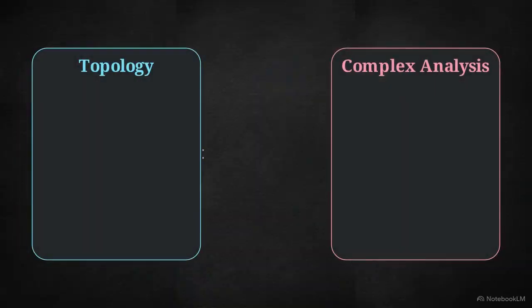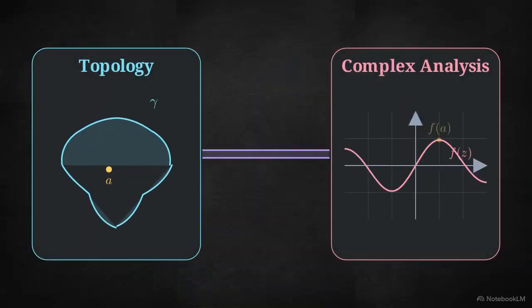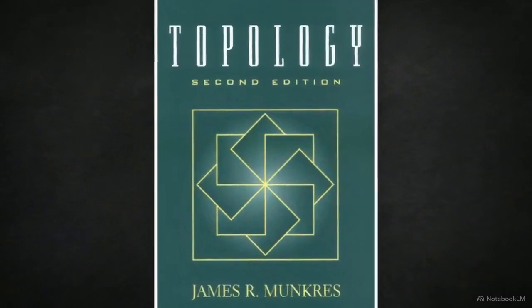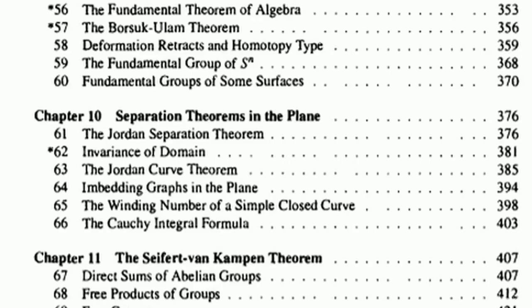This relationship creates a bridge between the study of shapes, topology, and the study of functions, complex analysis. To find the structural origin of this connection, we can look at James Munkres' standard textbook on topology. Munkres makes a deliberate pedagogical choice. He places a heavily analytic formula directly inside a chapter dedicated to the separation of spatial planes.